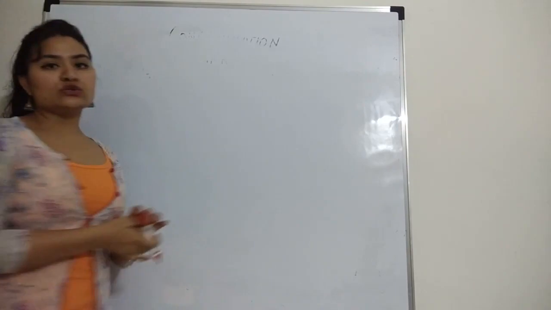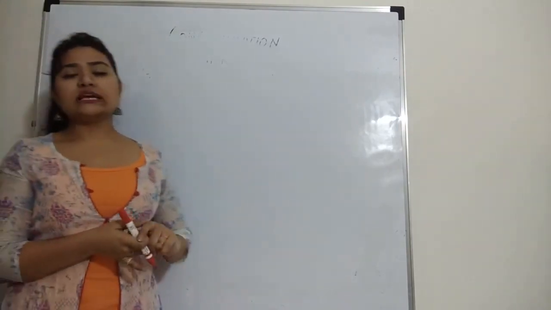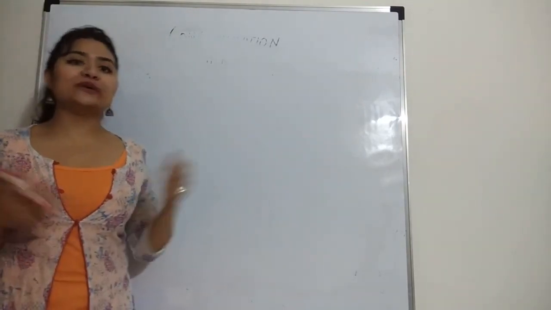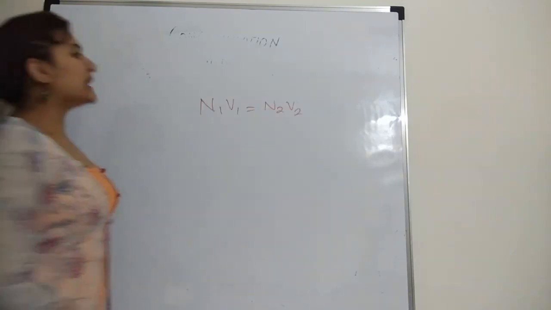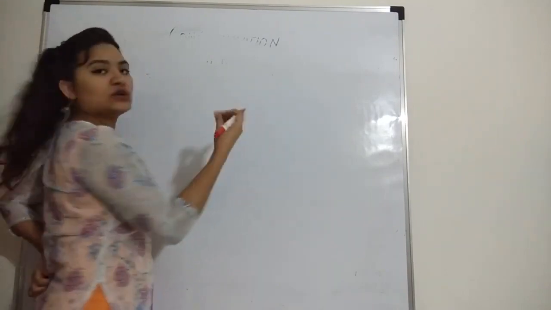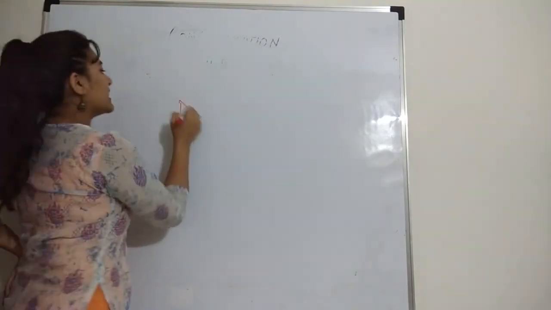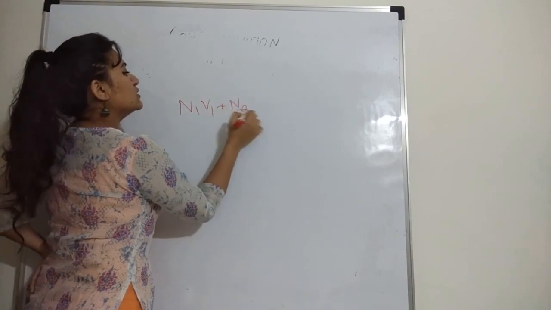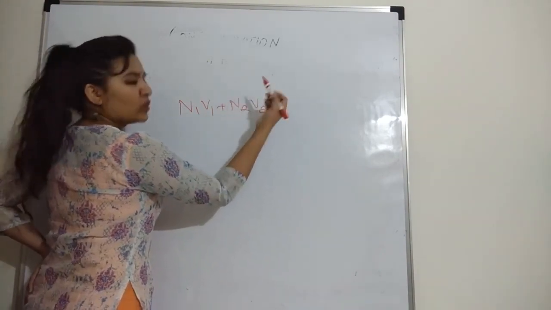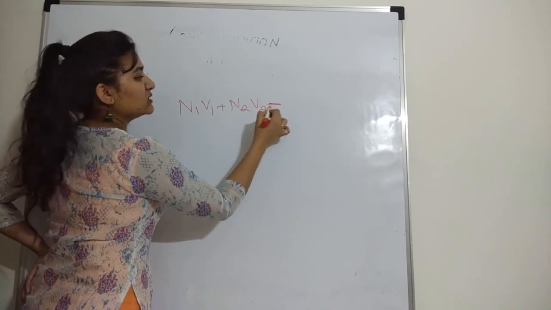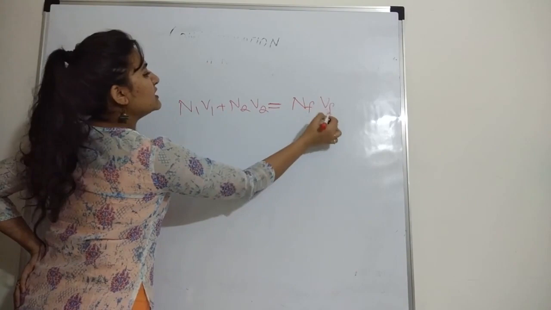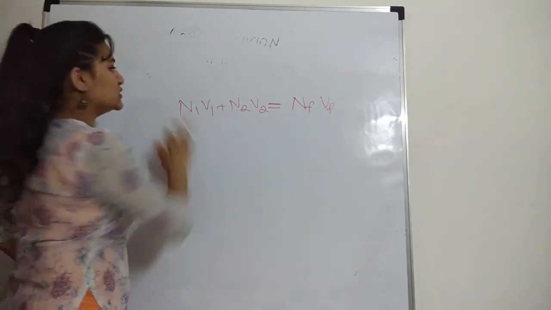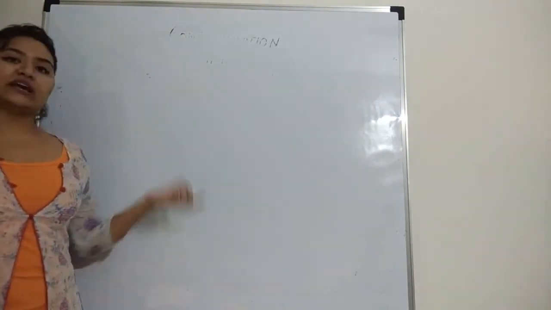Similarly, in normality also, we can do the same thing. Like you have 2 to 3 solutions being mixed, then you will have to find out the concentration of the final solution. In that case, if you have 2 to 3 solutions being added, N1V1 plus N2V2 plus whatever amount, if there's one more solution, then add that as well. Then N final, V final of the whole solution. Of the new solution, what will be the concentration? That will be N final, V final.